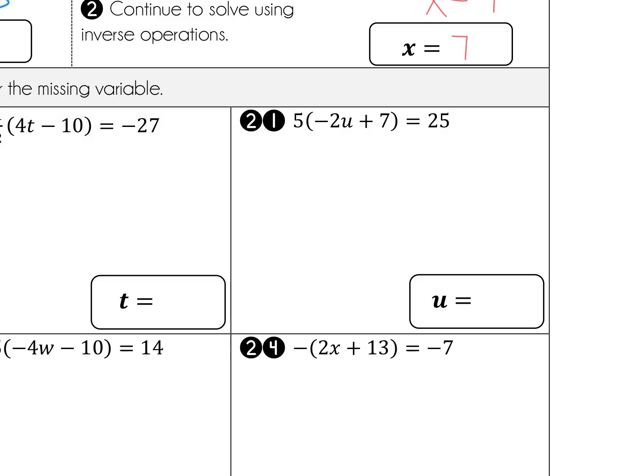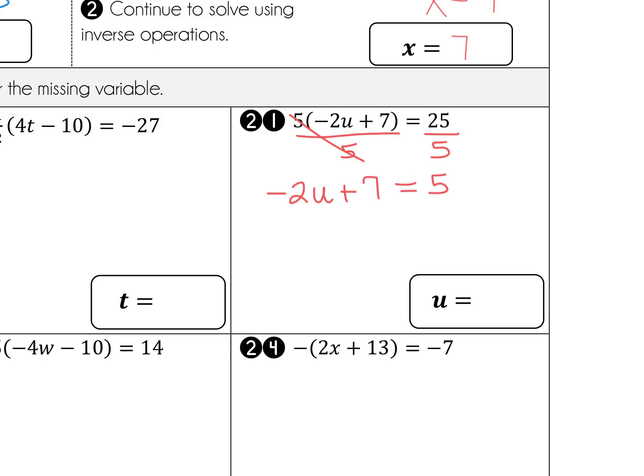For number 21, I'll show option 2 from above so that we're able to apply either method to simplify our equations. Number 21 reads 5 times the sum of negative 2u and 7 equals 25. Rather than diving into our distributive property, we have the other option of undoing our multiplication by dividing by 5. Again, whatever you do on one side, you do on the other. And that gets us a little bit closer to isolating the variable.